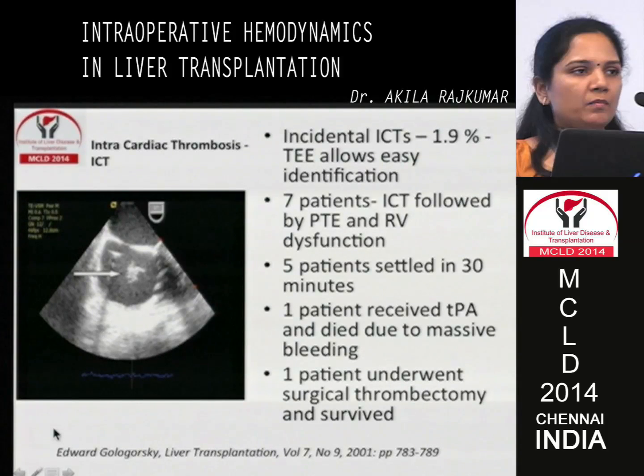So incidental intracardiac thrombosis, the incidence is 1.9%. Use of TEE allows easy identification. This was a study by Golgorsky et al. 7 patients had intracardiac thrombus followed by pulmonary thromboembolism and RV dysfunction. The significance of this is not known because some of them can progress to cause massive pulmonary thromboembolism and RV dysfunction and cardiac arrest, but majority of them settle down in 30 minutes.